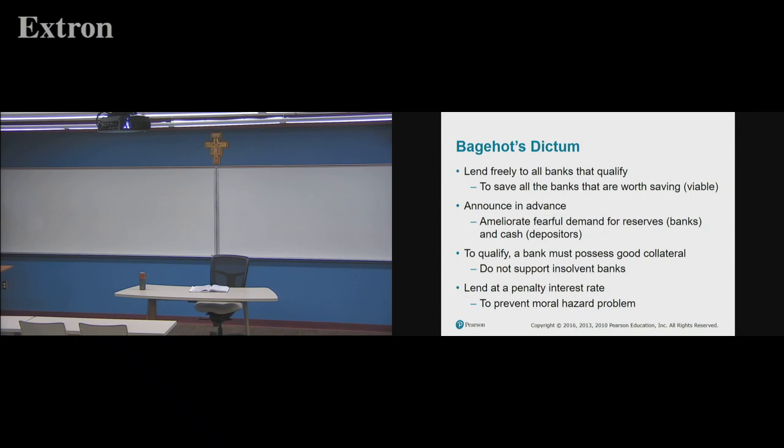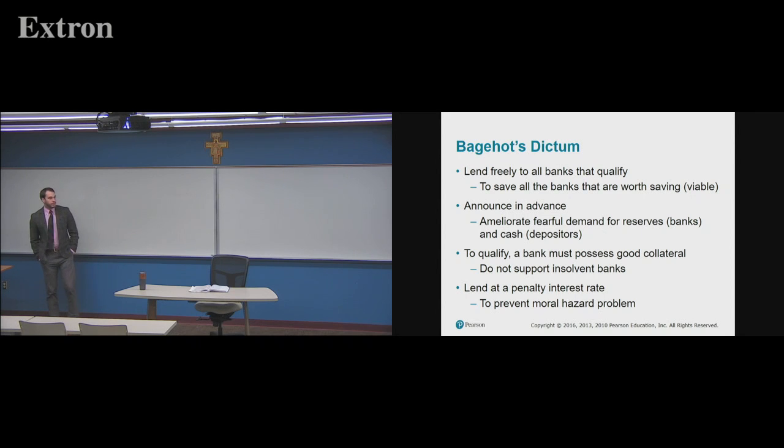Okay, so the basic idea of Bagehot's dictum, to remind you, it's Walter Bagehot. He was the second editor of The Economist magazine. He was pretty involved in banking. In the 1840s, sometime in the 1800s, he laid out his theory for how the Bank of England should act as a lender of last resort, because they had basically become the central bank of England at this time. Not officially, but kind of de facto.